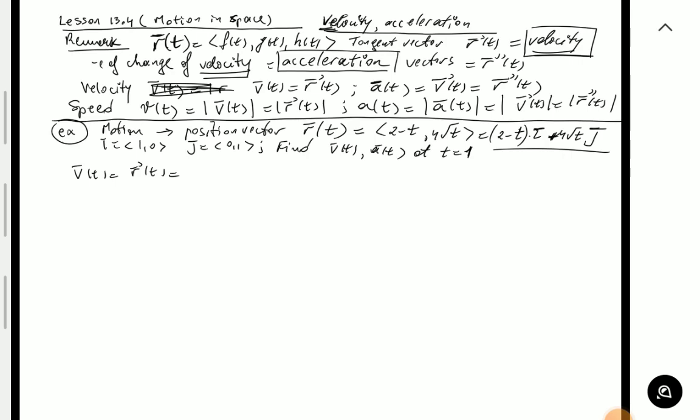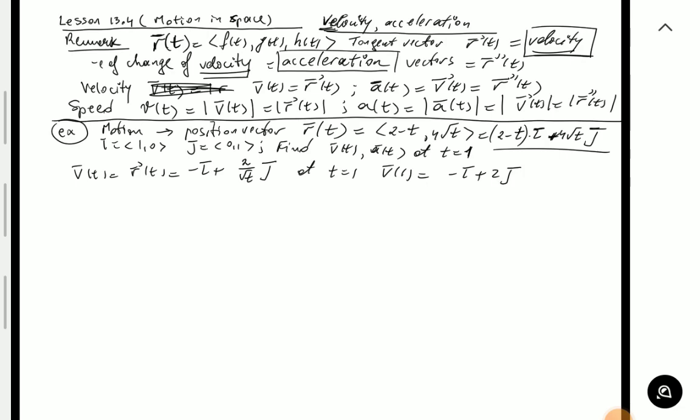So therefore, the velocity vector is going to be minus i plus the derivative of 4 root t, which is going to be 4 times 1 over 2 root t. That makes it 2 over root t j. And at t equals 1, now you can plug in the time 1 for t. That's going to be minus i plus 2 over 2 j.